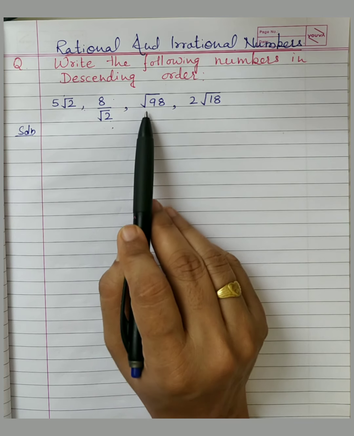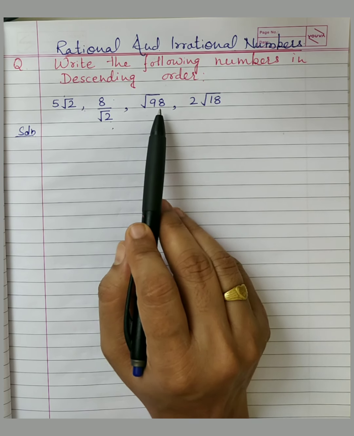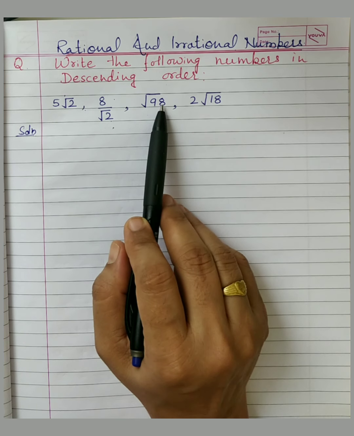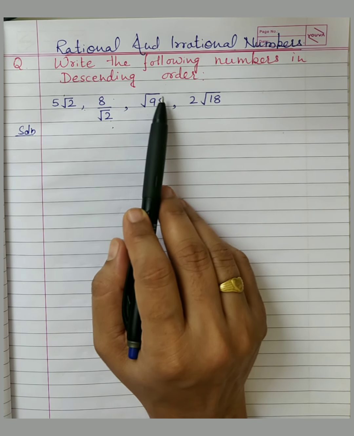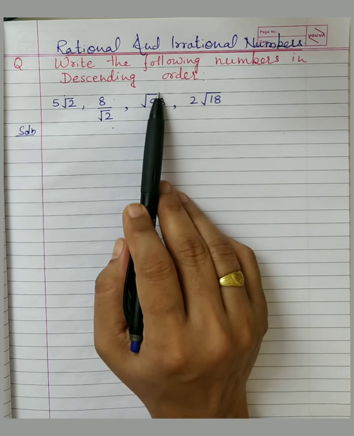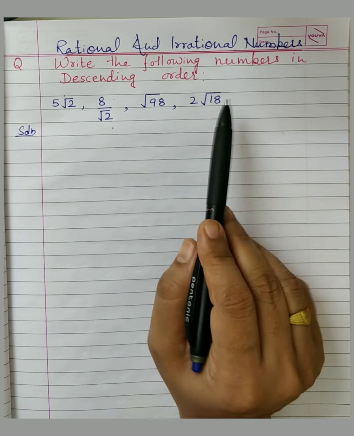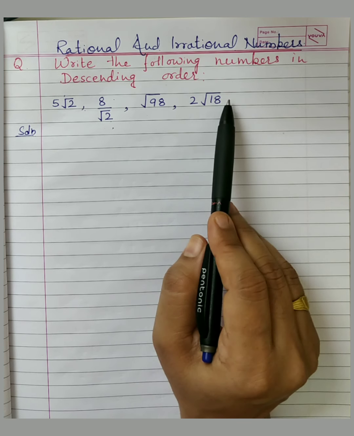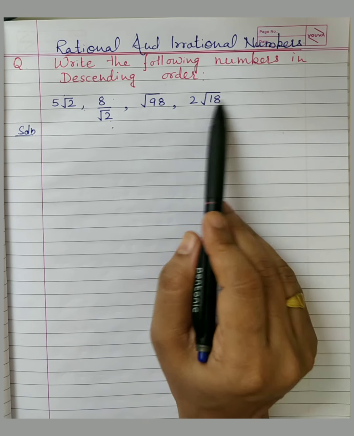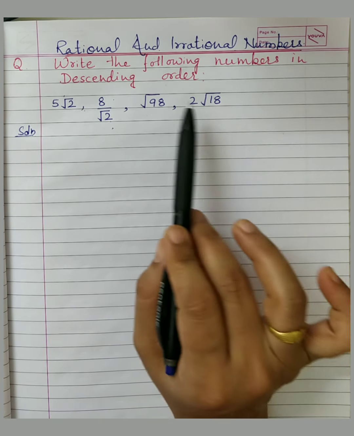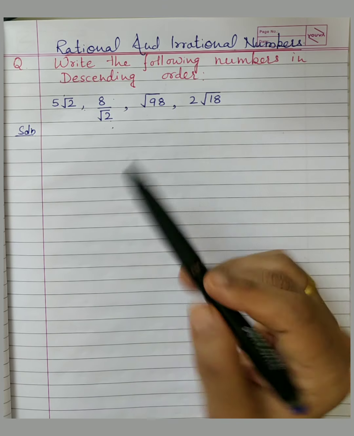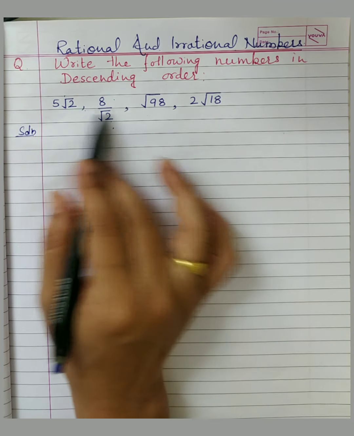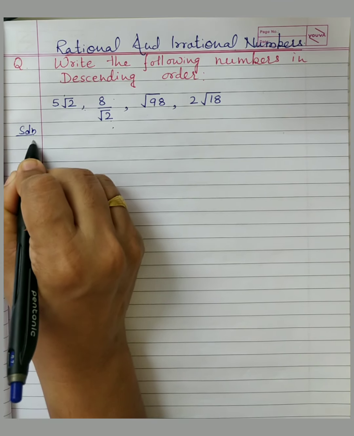Then root 98. Can you find a perfect square factor of this? Yes, 49 2s are 98. So there also, what is the number left in the radicand? There is 2. And here also, you look at this part: 18 can be written as 9 into 2. So here root 2 again can be found common. So they will become like surds and the comparison will go easy. So this beforehand, if you think a little, it helps you.